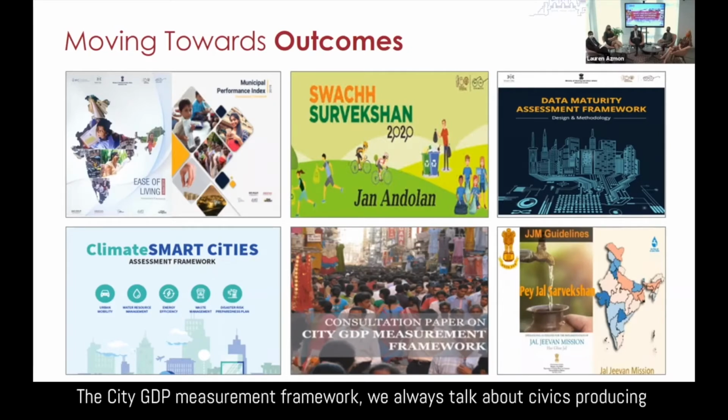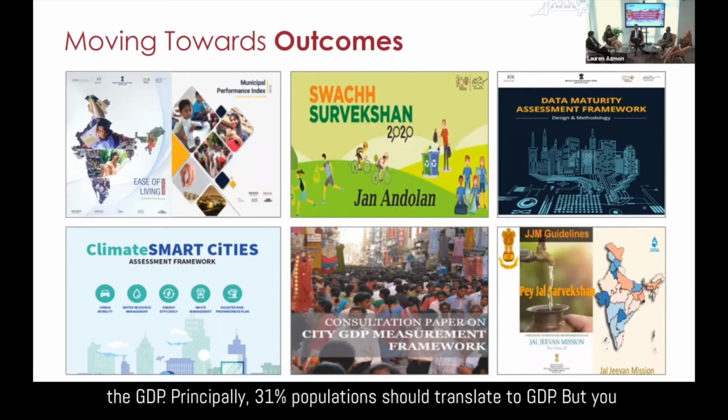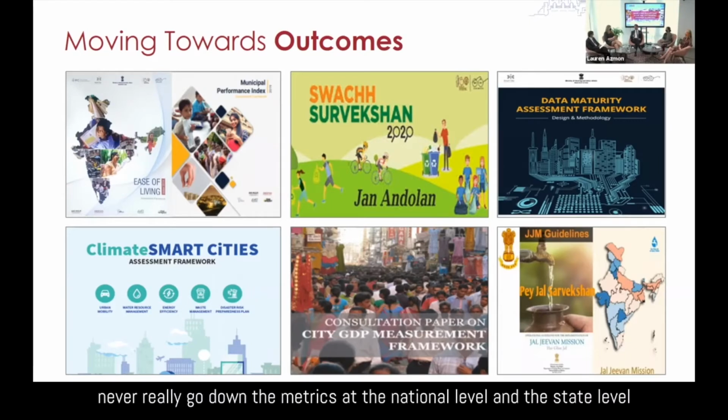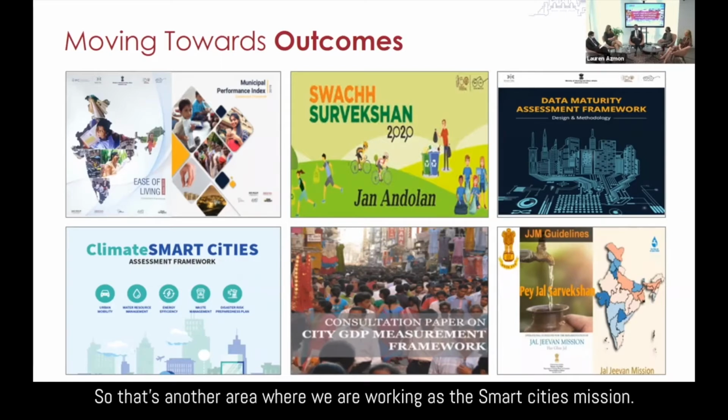the city GDP framework. We've always talked about cities producing the GDP, in fact India was mentioning 31% population, 63% GDP, but we've never really gone down to measuring city GDP percentages in our country. We do at the national level and the state level. So that's another area we venture in as part of the Smart Cities Mission.